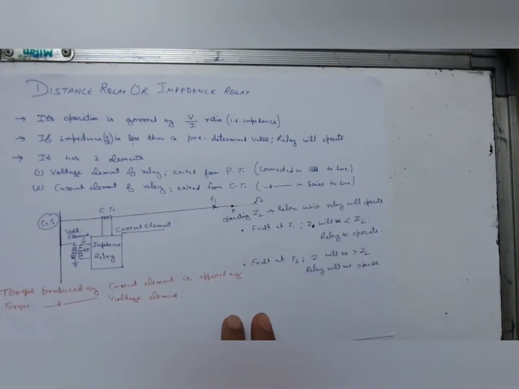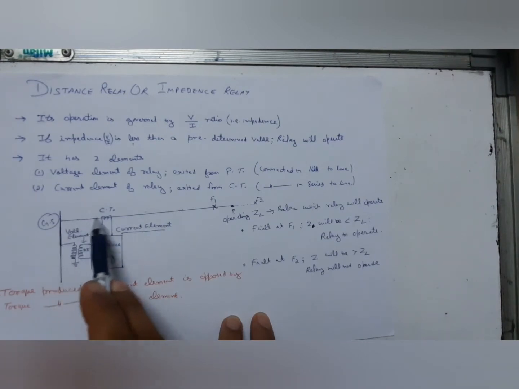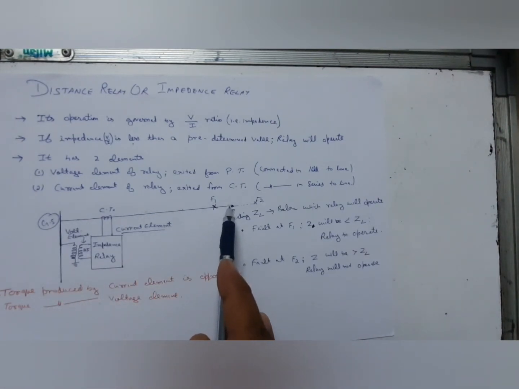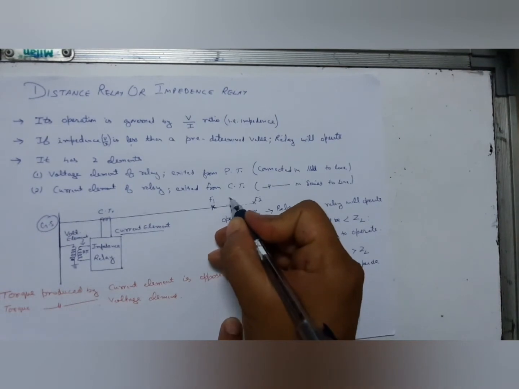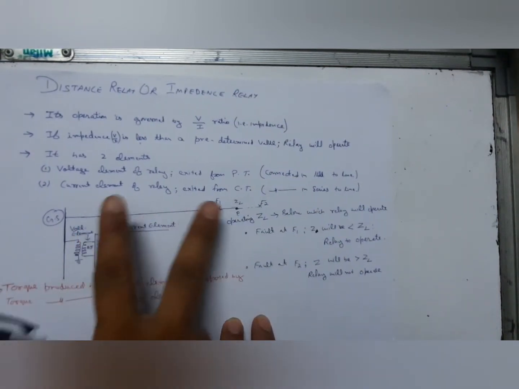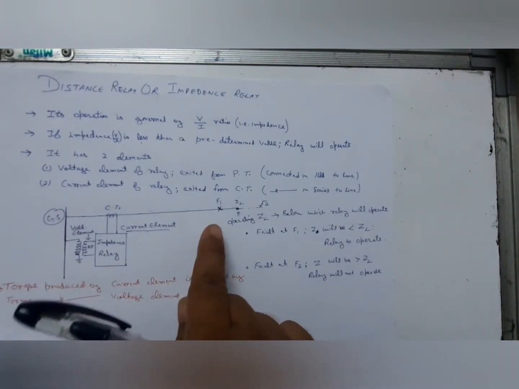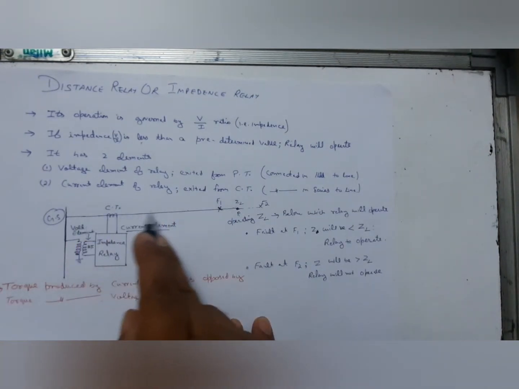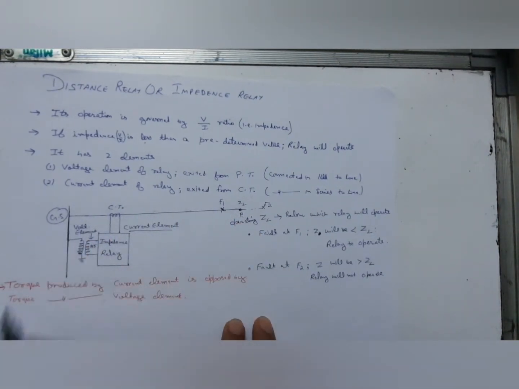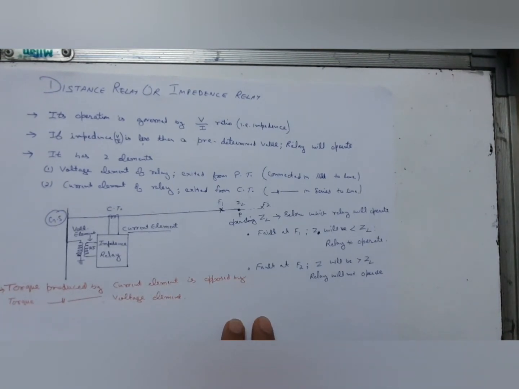Now let us say that ZL is the operating impedance of the relay, that is, below ZL the relay will operate. So let us say the fault occurs at F1, then the impedance Z, as we know that transmission lines have some impedance, so if at this point impedance is ZL, then behind this point impedance will be less than ZL. So if impedance is less than ZL, anywhere between this point and this point, that is known as the protected zone, the relay will operate.